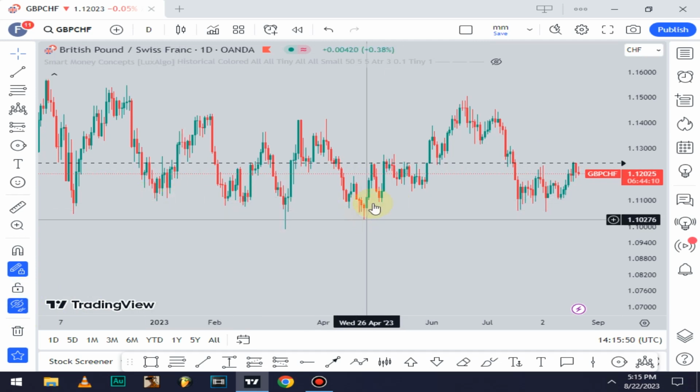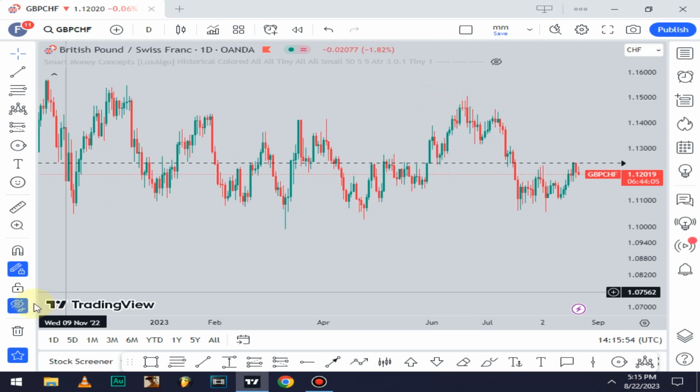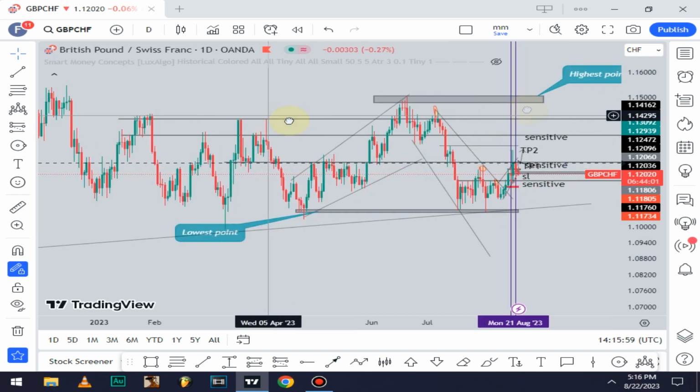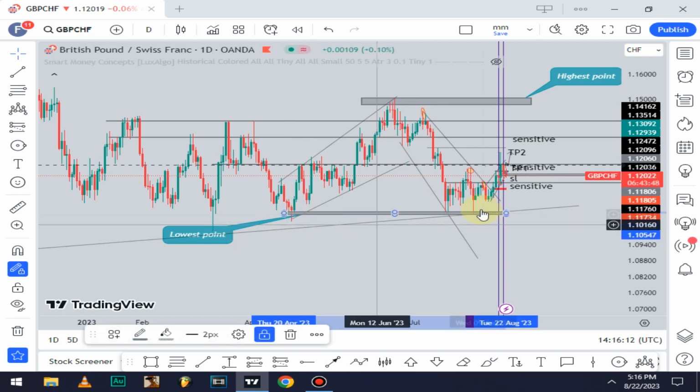So I identified this zone to be the lowest point, then this high to be the highest point. As you can see over here, this is the lowest point, then this was the highest point I identified. After seeing that, I had this trend line, this the support, then this the resistance. As you can see, price went down. So I saw something like a double bottom, first bottom, then the second bottom, right?